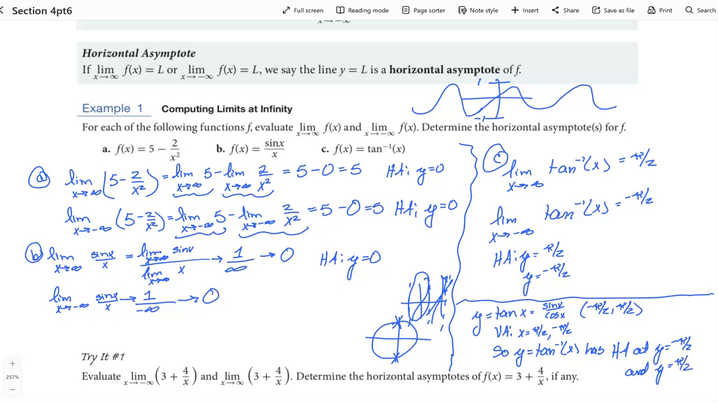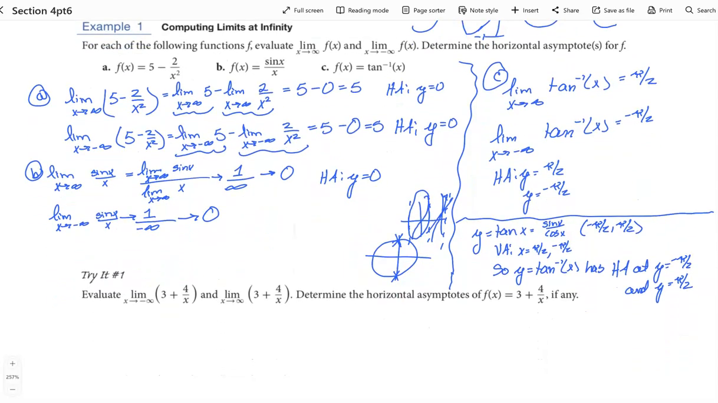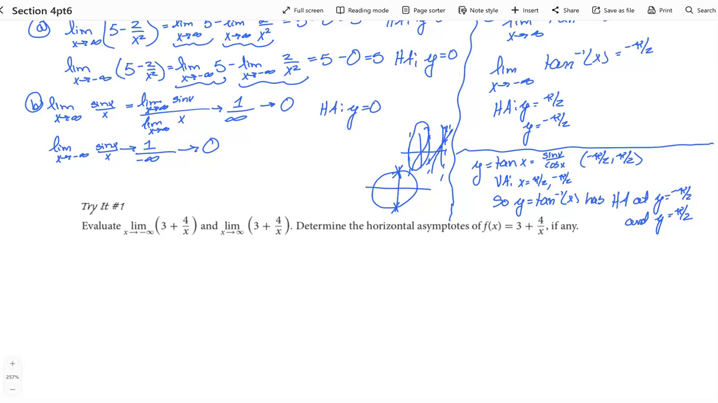So you can see how we're starting to tie in this idea of inverse functions and everything you learned from pre-cal algebra with your trig stuff from pre-cal trig. Okay, let's look at another one.